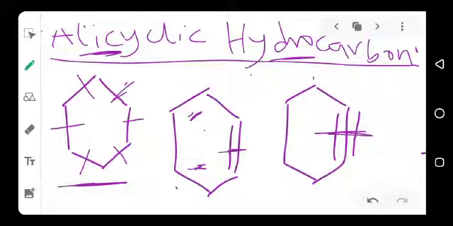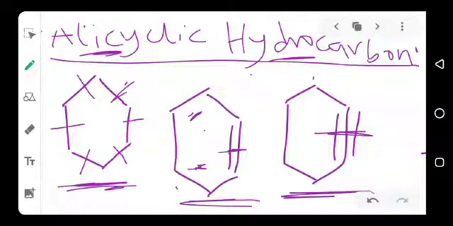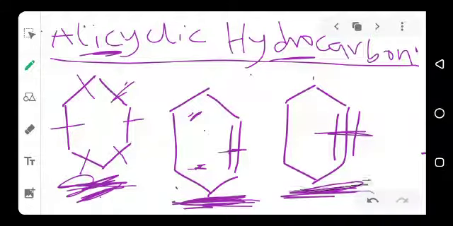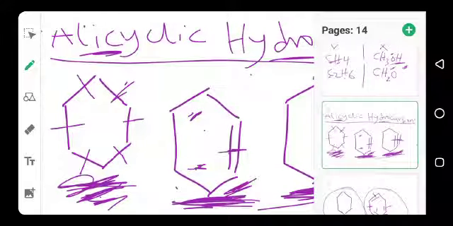Okay, so these are the three alicyclic hydrocarbon groups that we have. Now the one with single bond, this one that has only single bonds, is called cycloalkane. The ones with a double bond are called cycloalkenes, while the ones with a triple bond are called cycloalkynes.